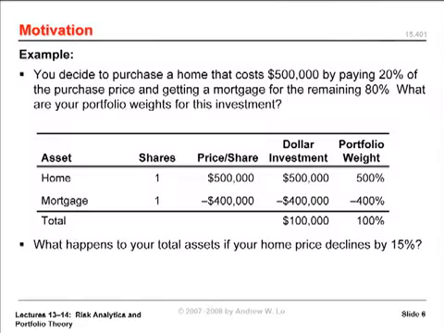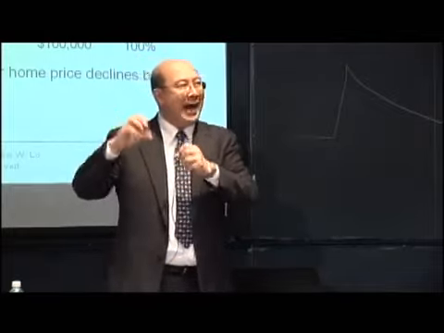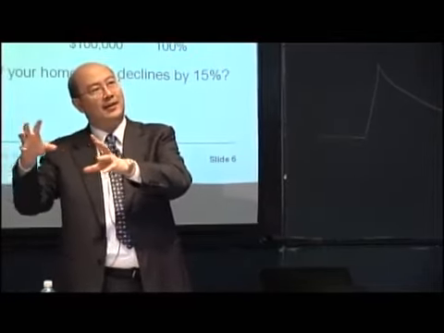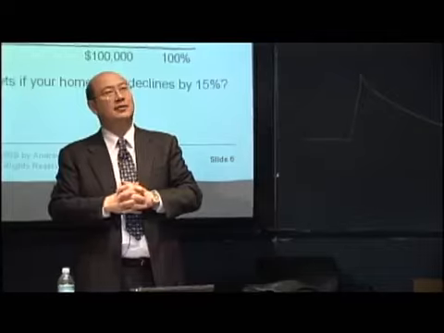Now, we mentioned before that when you get a mortgage, that's leverage too. So this is an example of a situation where you buy a home for $500,000, but you only have a $100,000 down payment. Right? Your equity in the home is only $100,000. The bank has loaned you $400,000. Your leverage ratio is 5 to 1. So if you were to look at your portfolio weights, it would be 500% house minus 400% bank, right? Or bonds or mortgage, right?